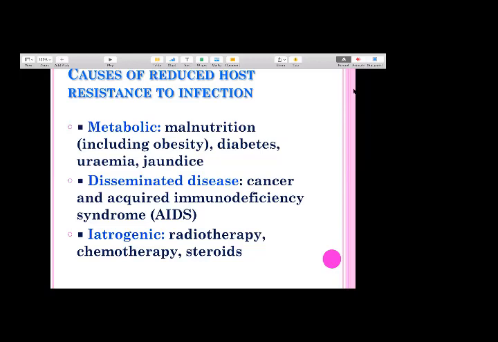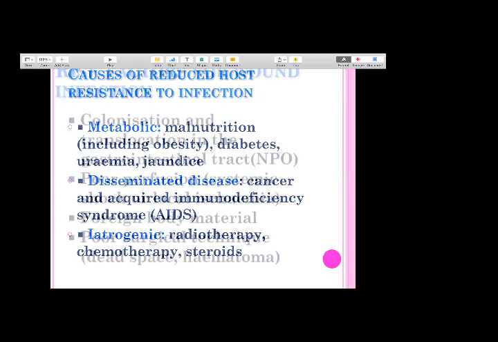Along with this, we can also have disseminated disease, such as cancer and acquired immunodeficiency syndrome, AIDS. So these are forms of disseminated diseases that can also affect our immune system. Then there's iatrogenic causes. Radiotherapy can cause it. Chemotherapy, people that have cancer that undergo either one or both, and along with steroids as well, they reduce the efficiency of our immune system, trying to suppress the immune system. Some patients that have undergone transplants are also prone to infections because they are given steroids initially, post-operatively, for successful treatment.